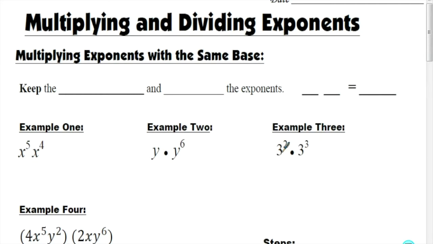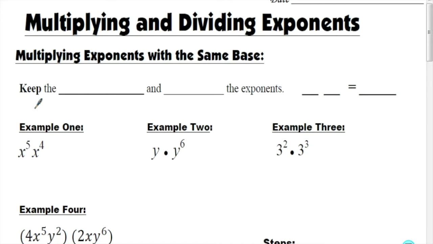Okay, so today we're going to look at multiplying and dividing exponents. So we're starting off with multiplying exponents with the same base. These rules only work if they have the same base. So we'll start with the basic idea: when we have powers, which means a variable or a number with an exponent, we can do these rules as long as the bases are the same.